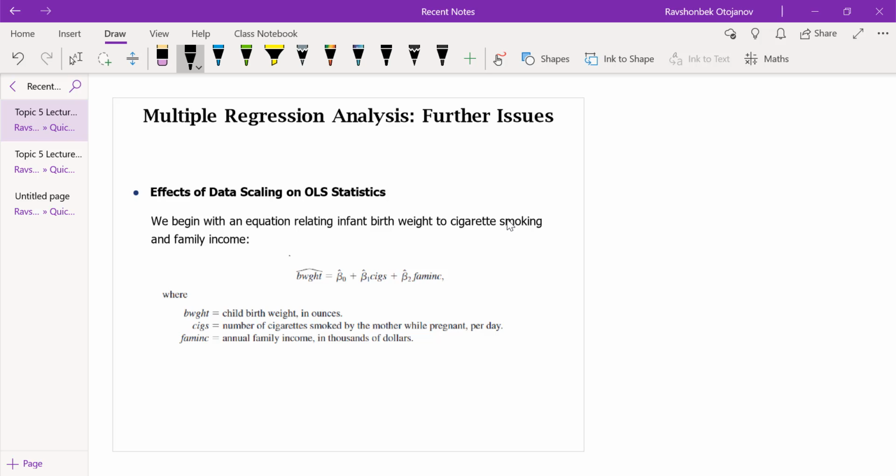Here is a model for predicting birth weight of an infant. Birth weight is a function of smoking habit of a pregnant mother and the family income. Cigarettes here is measured as the number of cigarettes smoked by the mother while pregnant each day, and family income is the annual family income in thousands of dollars. And birth weight is in ounces. It's the weight of the child at birth.